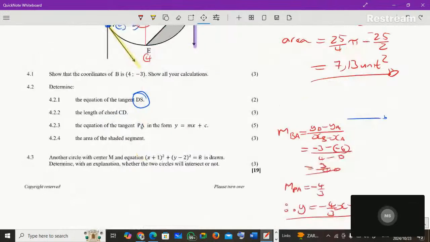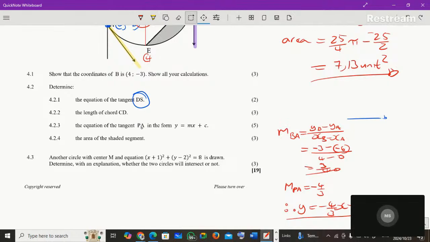Then 4.2.4. Then they say another circle, which is this one, another circle with center M and equation (x + 1)² + (y − 2)² = 8 is drawn. Determine with an explanation whether the two circles will intersect or not.